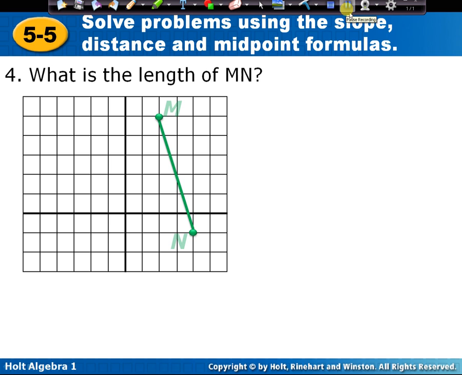All right, here's number 4. I'm not going to ask that you draw that picture or anything. You're just going to do the work over to the right. It says, what is the length of MN? So we have M and N, and we need to pick these points off of our graph.